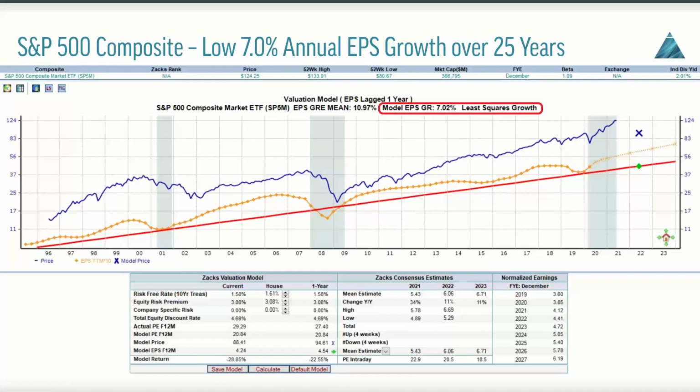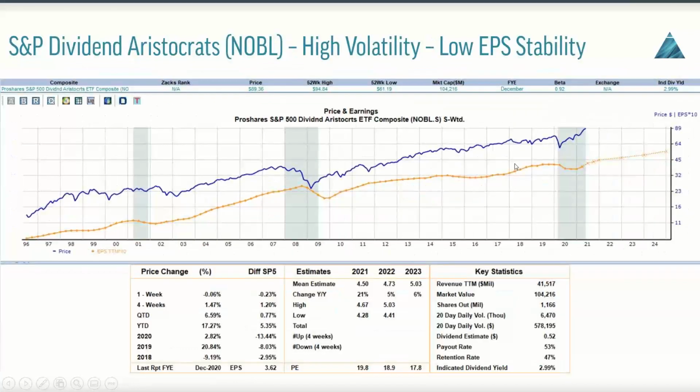The S&P 500 has low annual EPS growth over 25 years, relatively speaking. You can see that this compounds out on a least squares trend basis to about 7% over 25 years if you do a least squares fit to that earnings line. And this is basically comparable to the S&P 500 Dividend Aristocrats. In other words, if you were to put the Dividend Aristocrats up on the screen, such as I have here, you will see that it's almost a mirror image of the S&P 500.